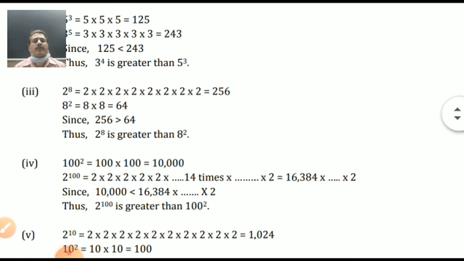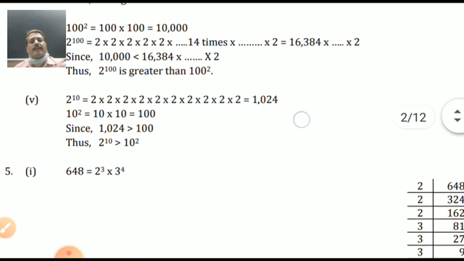But for the thousands, 100 into 100 means 10,000. 2 raised to 100: which is the bigger one, student? 2 into 2 into 2, so many, a very big number. So we can say 100 raised to 2 is smaller than 2 raised to 100. We have to find out who is greater. For a smaller example we can find 2 raised to 8 and 8 raised to 2. 8 raised to 2 is 64, and 2 raised to 8 gives me 256. So who is greater we can find out very easily.